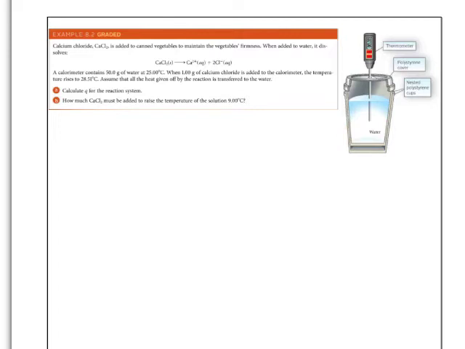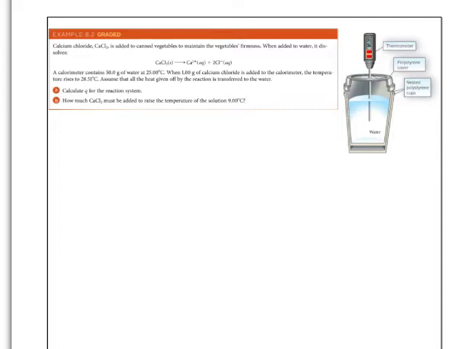And then you may say, well, what about this? So outside of the calorimeter, we're not concerned with. And the calorimeter itself, we're not concerned with. So the system is the reaction, and the surroundings would be the water.